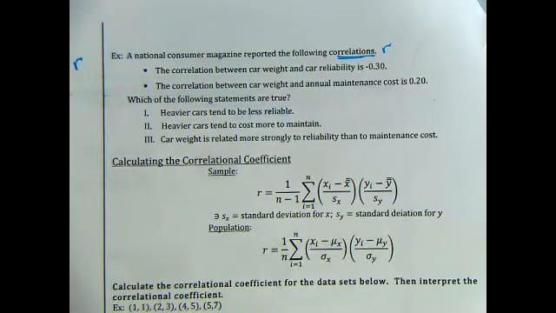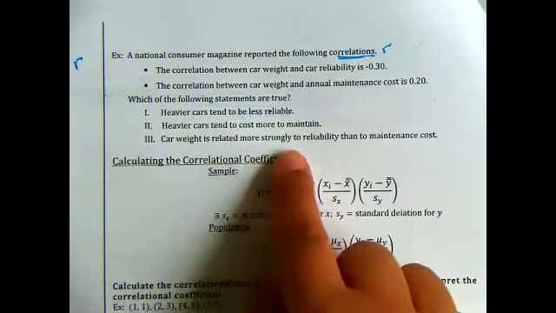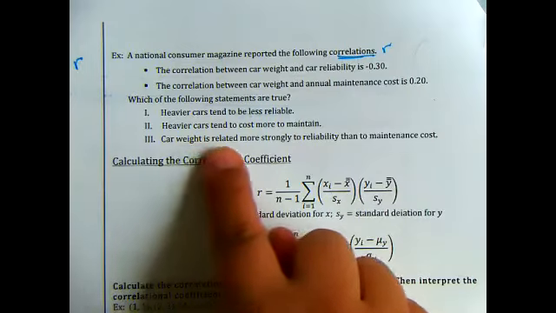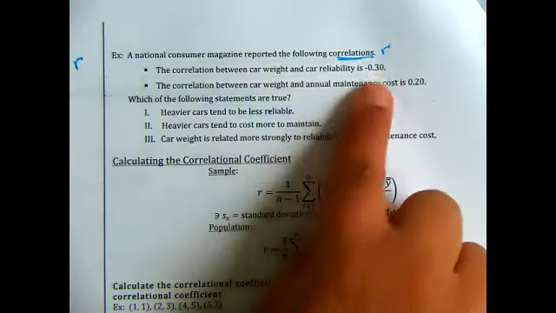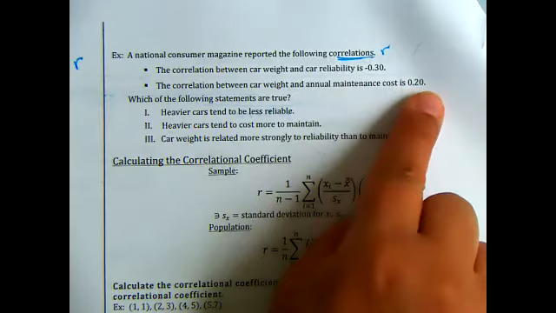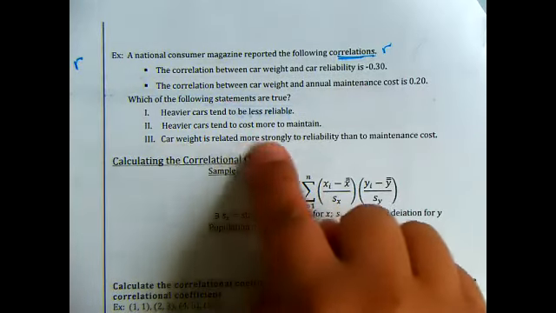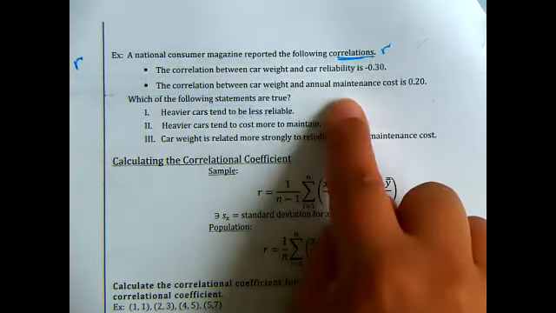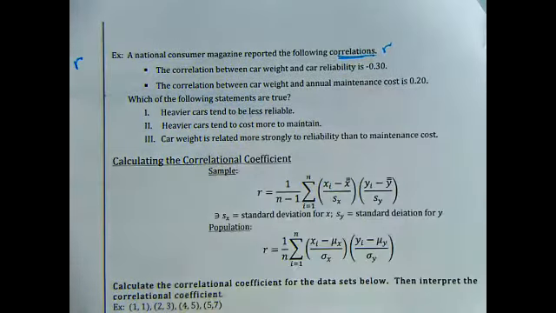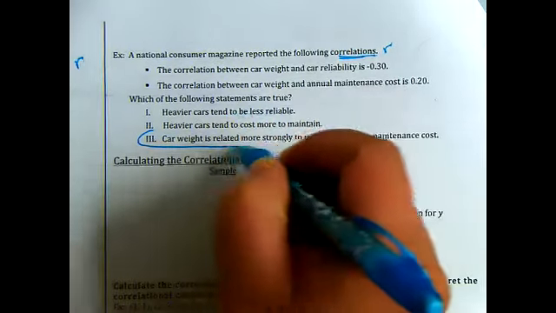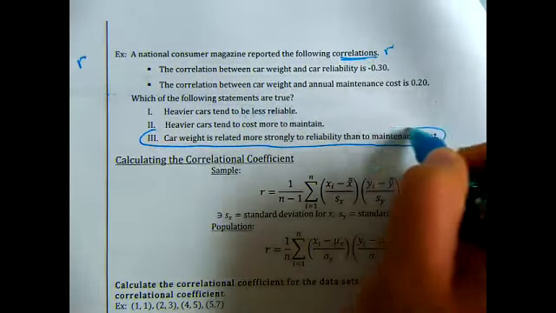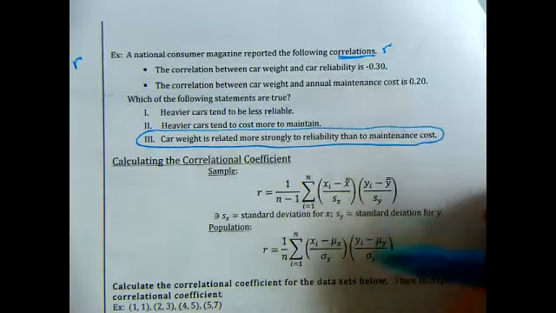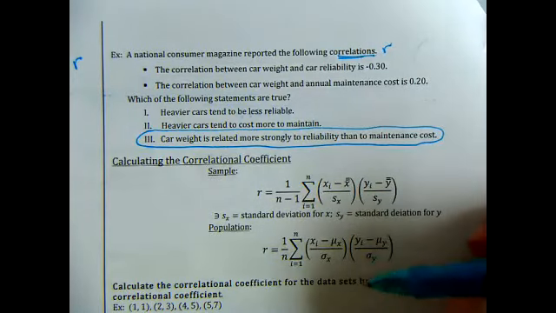So the only thing that we can say for a fact, the only thing that we can say to be true, is that the car weight is related more strongly because it's a 0.3 versus a 0.2, right? The car weight is related more strongly to reliability than to maintenance cost. That's the only statement that can be true here, because that's the only one that's based on the given information that we can say for sure.